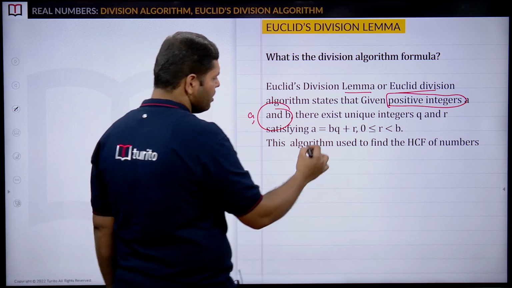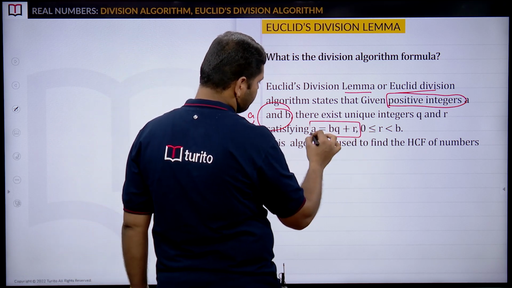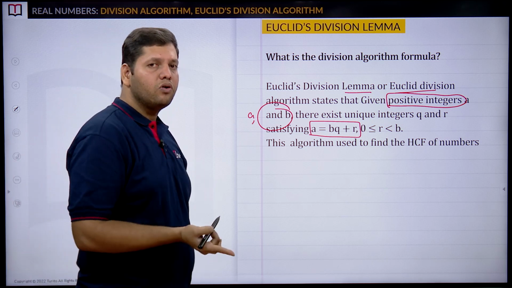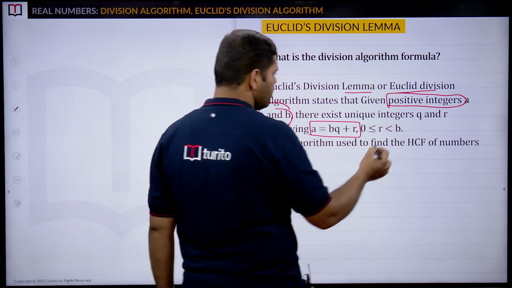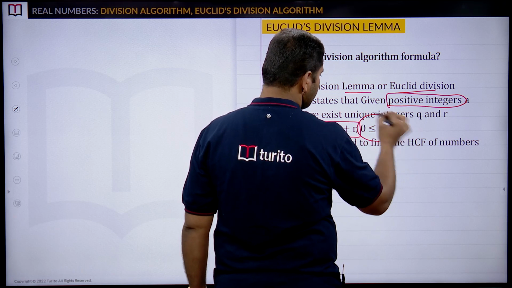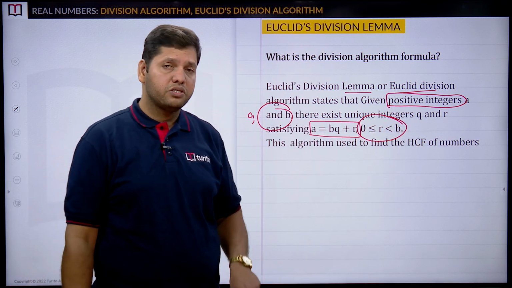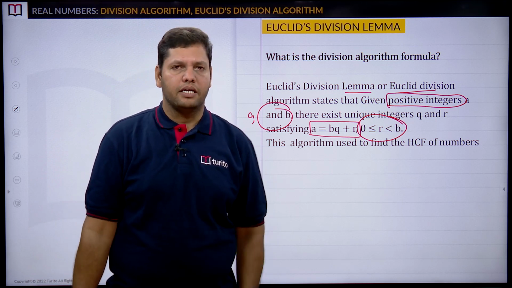A is equal to, we can write as BQ plus R, where R is equal to what, children? Greater than or equal to 0 and less than B. So children, remember this. This is a very important condition. So R is always greater than or equal to 0 and less than B.